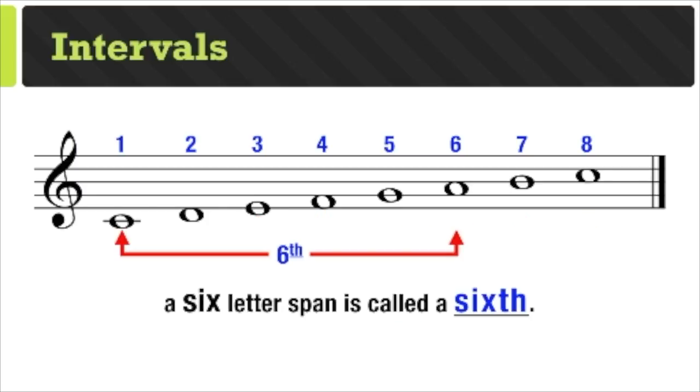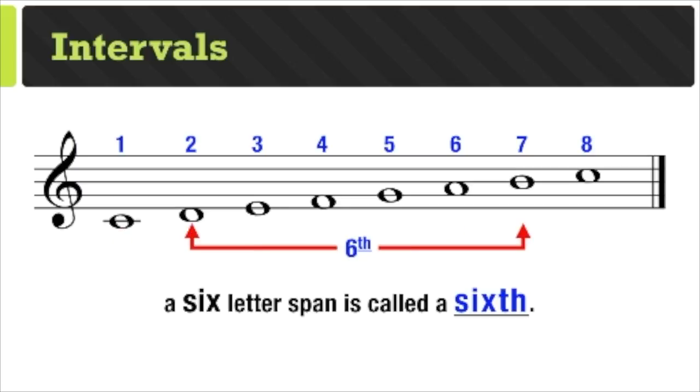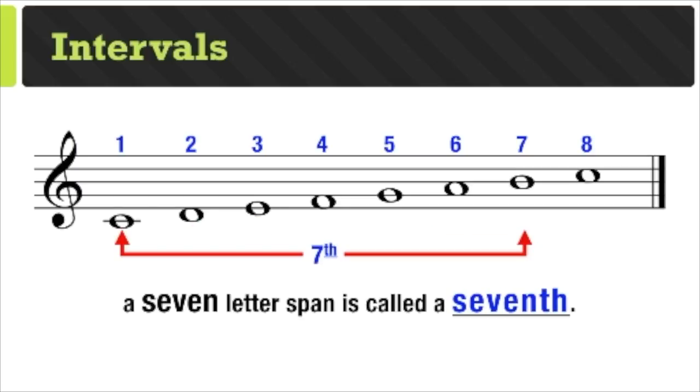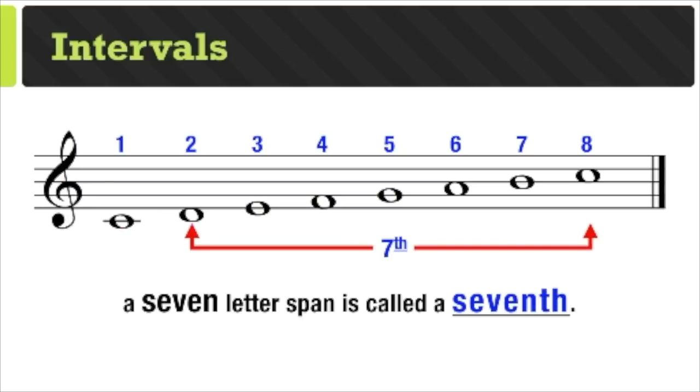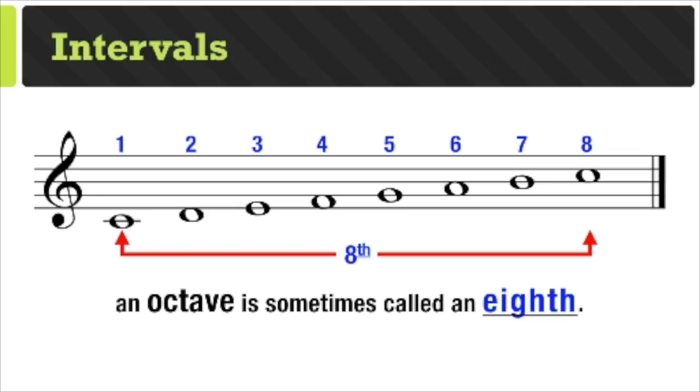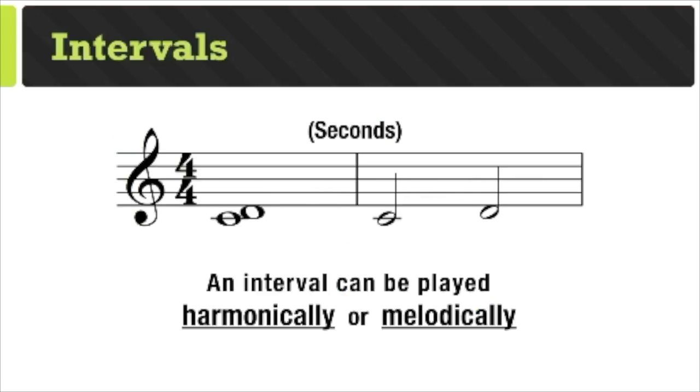A 6-letter span is called a sixth. A 7-letter span is called a seventh. An octave is sometimes called an eighth. An interval can be played harmonically or melodically.